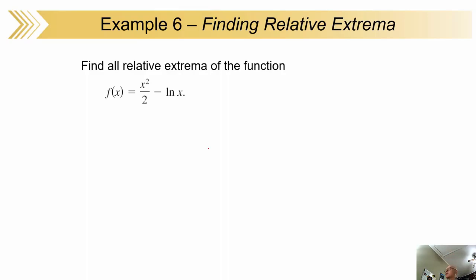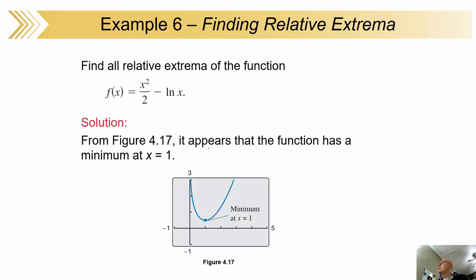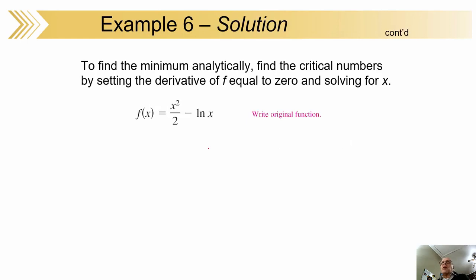Find our relative extrema on this function. Let's see what we get. I guess we'll find the derivative, right? So I think I've got this one written out already. Okay. So you might take a look at the picture. There's a picture of our function, and you can see it looks like it has a minimum around 1. So you write the original function. All we do is copy there.